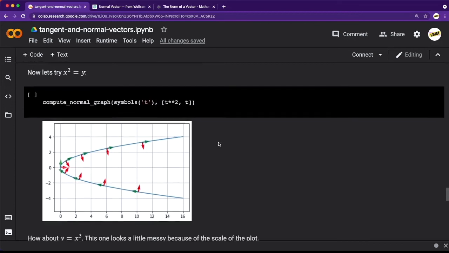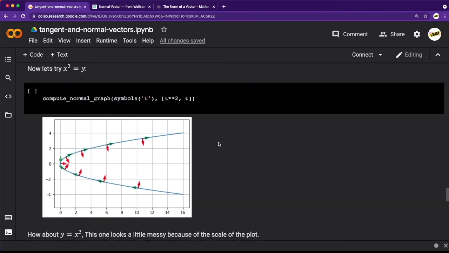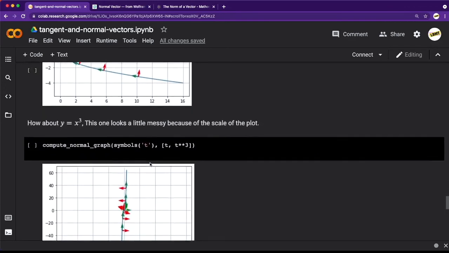Then we tried a sideways parabola. So instead of y equals x squared, we did x squared equals y, which gives us that sideways parabola. And sure enough, just like you'd expect, you've got that red normal vector pointed in the concave direction of the curve, and then exactly perpendicular to the tangent line. And then you've got the tangent vector, the green vector, pointed in the tangent direction of increasing t on your curve.